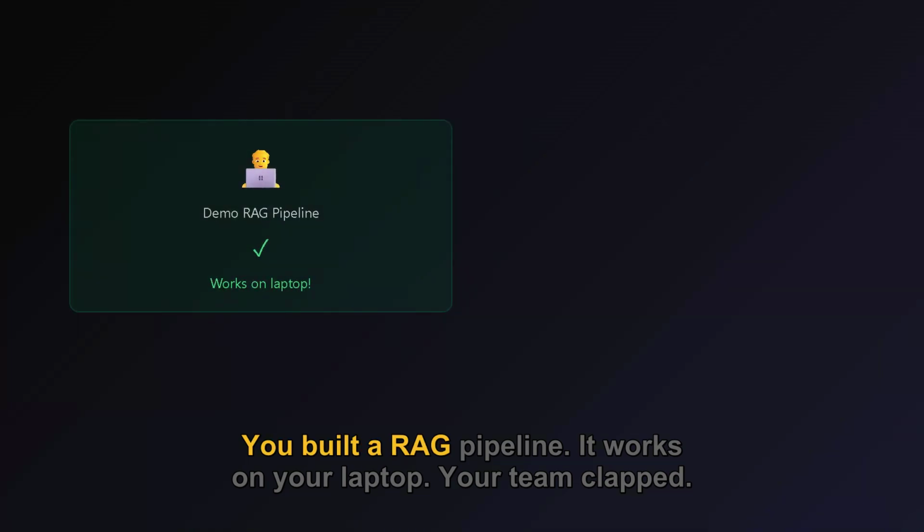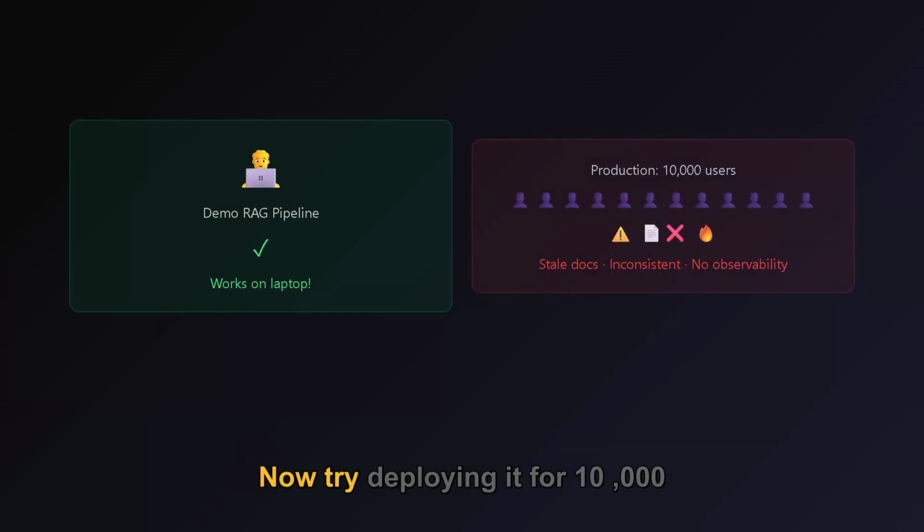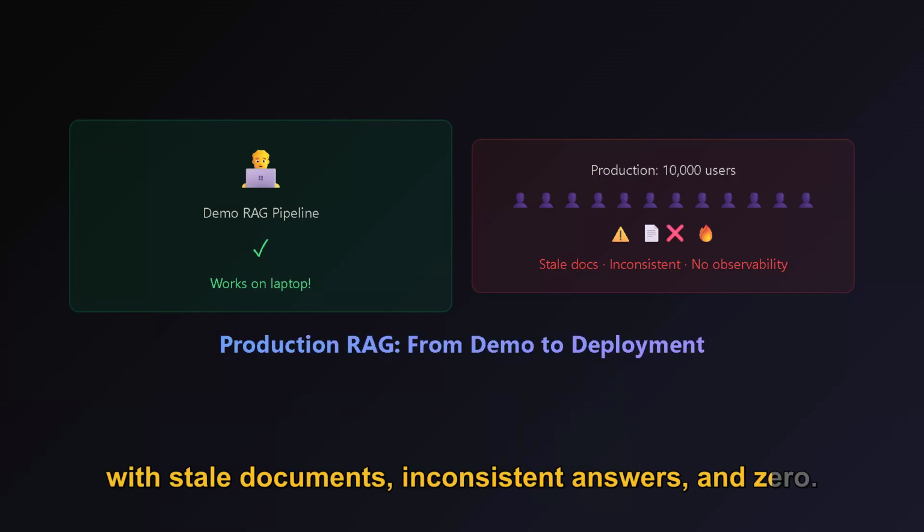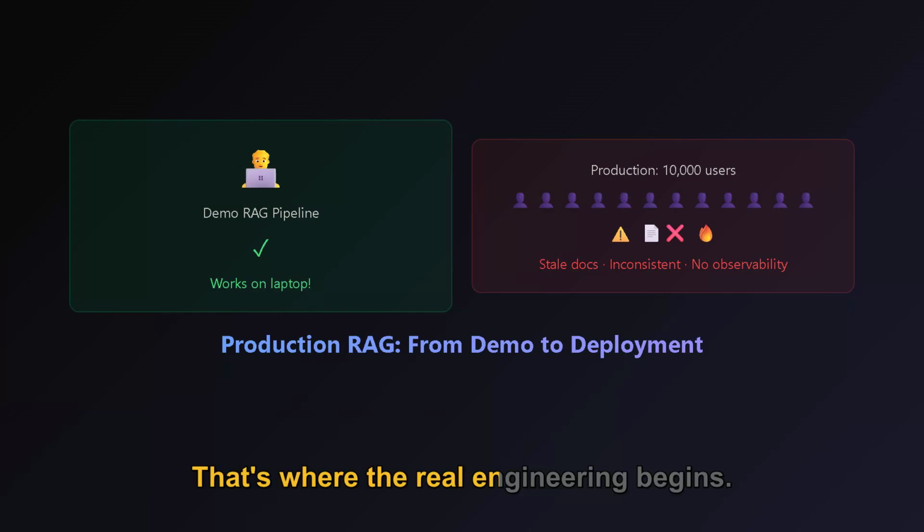You built a RAG pipeline. It works on your laptop. Your team clapped. Now try deploying it for 10,000 users hitting it at the same time with stale documents, inconsistent answers, and zero monitoring. That's where the real engineering begins.